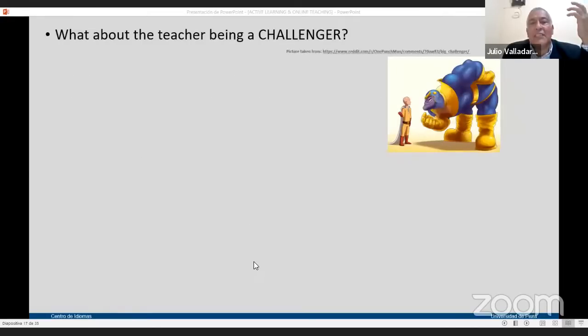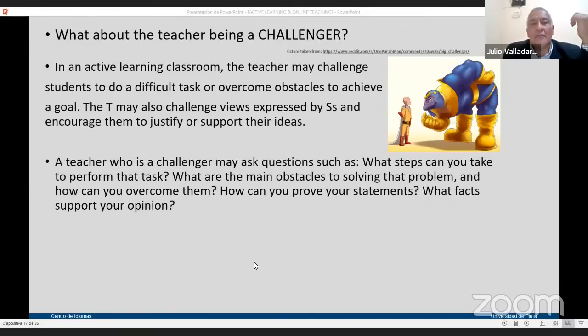What about the teacher being a challenger? A teacher may challenge students to do a difficult task or overcome obstacles to achieve a goal. How? Just by giving them the tools to do so, not just giving them the answers to everything they ask. The teacher may also challenge views expressed by students and encourage them to justify or support their ideas.